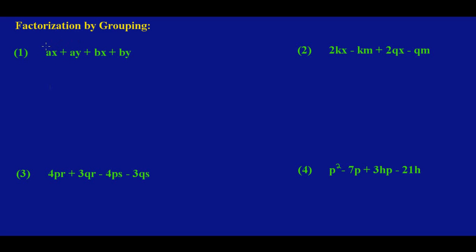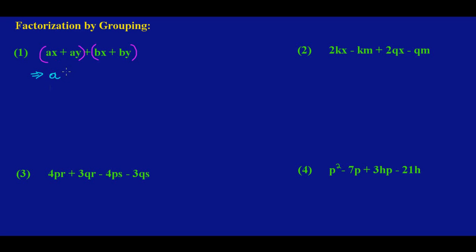Okay, so let me group the first two terms. So ax plus ay would be the first two terms in this expression, and the other two would be bx plus by. So I have grouped the terms into groups of twos. Now I'm going to find what is common to ax and ay. So this implies that a is common to both. If you look, we have a here and a over here, so I'm going to take out what is common.